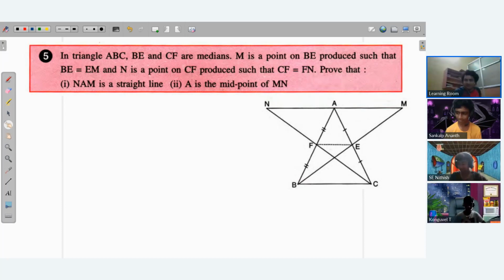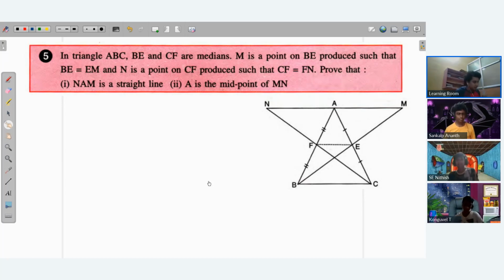Let's do this first, then we'll start. Sir, I can't see the screen. Now I can see. We'll see a couple of questions based on the midpoint theorem and its converse, starting with this one.